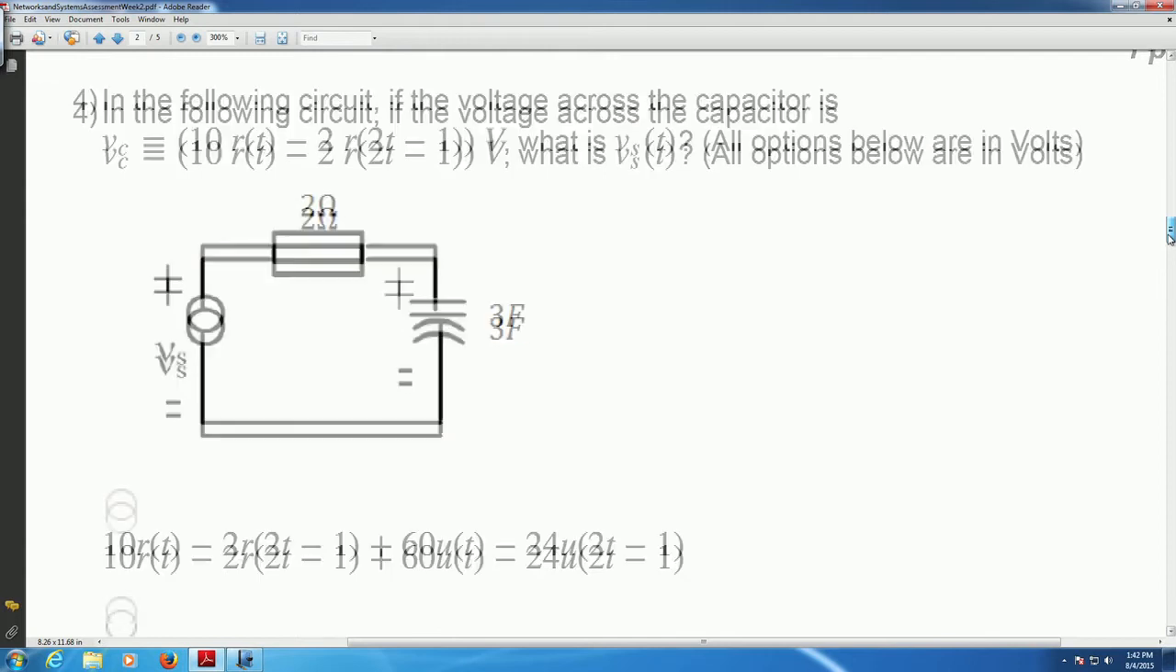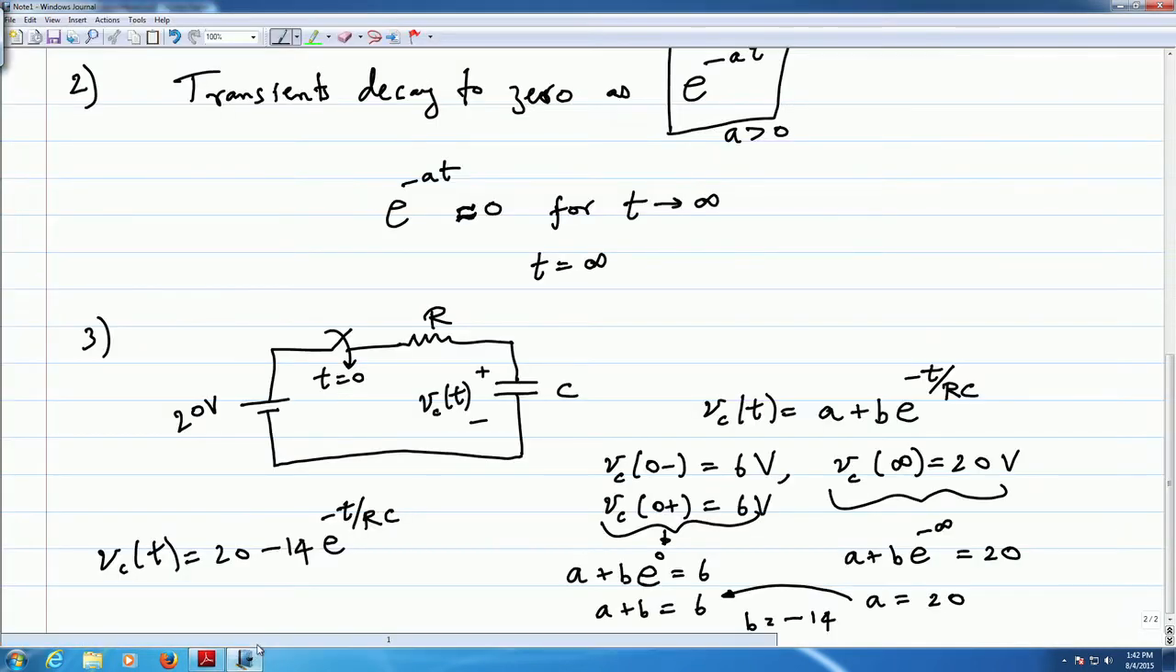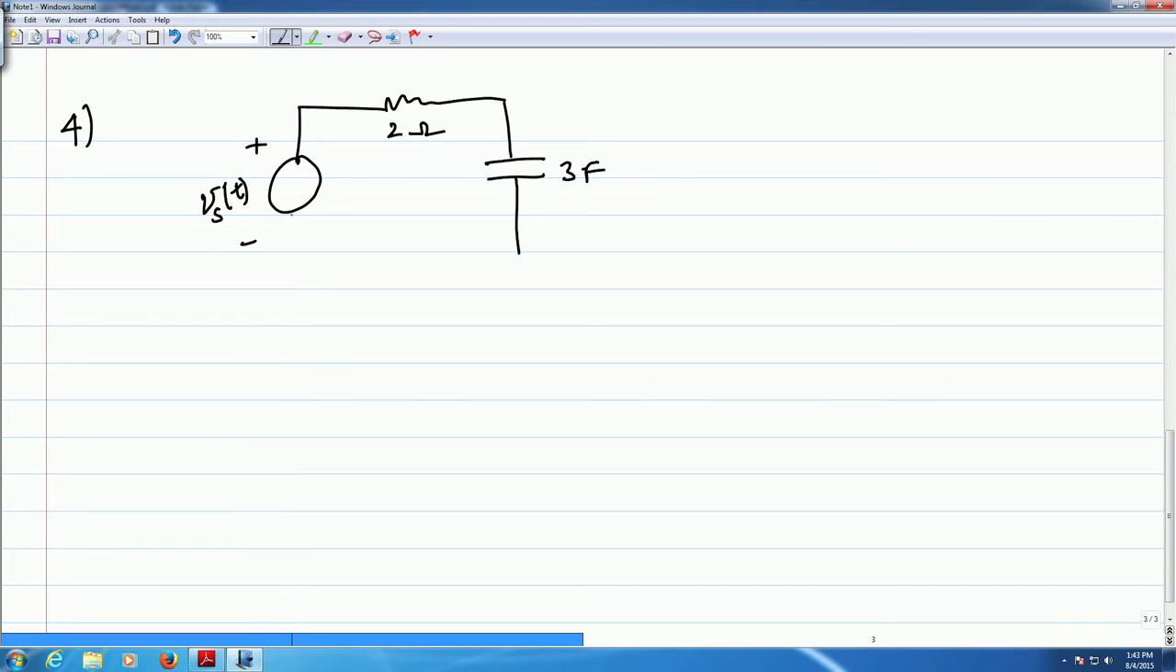This again involves a circuit, and this is the circuit that is given to you. There is a voltage source Vs, and there is a resistance of 2 ohms and a capacitance of 3 farad in series, and you have to find Vs of t, and Vc of t is given to you. So, that is the problem. Let me redraw that once again here. You have Vs of t, a resistance which is 2 ohms, a capacitance which is 3 farad, and you have a Vc of t, and the form of Vc of t is given to you.